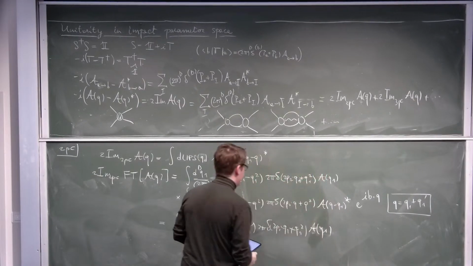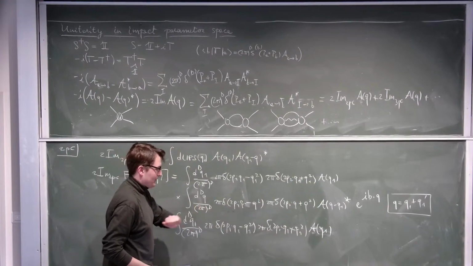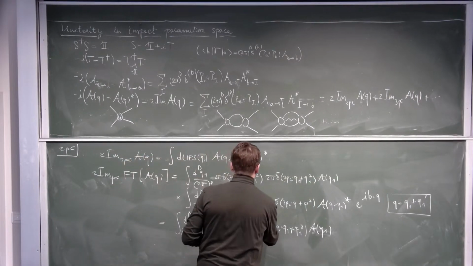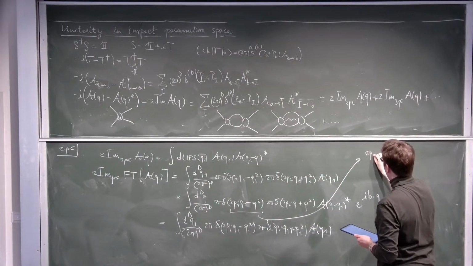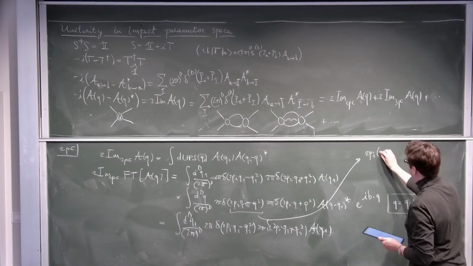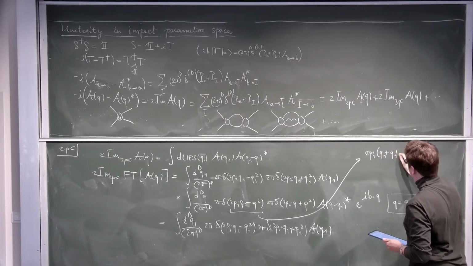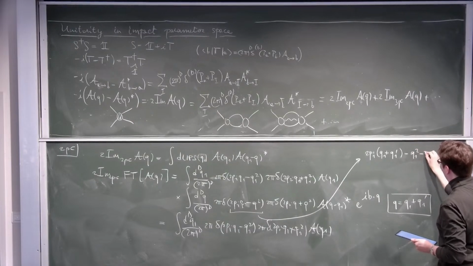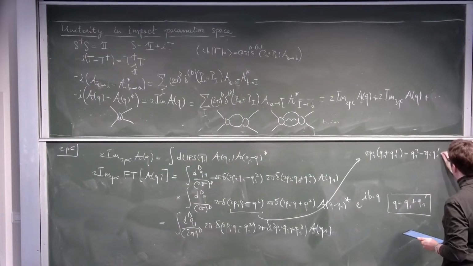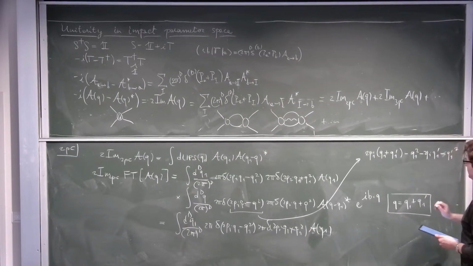Okay, now the interesting part of the game is to see what happens here, right? So let me take this guy, for instance. So we have 2p1.q, which is q1 plus q1 prime, minus q squared, which is q1 squared, minus 2q1.q1 prime, minus q1 prime squared.